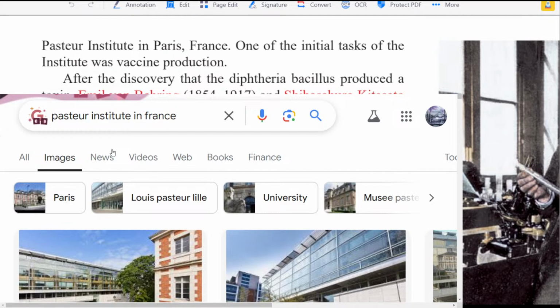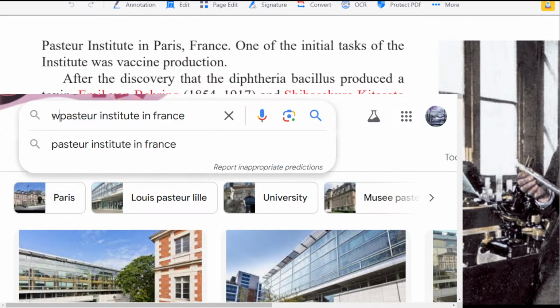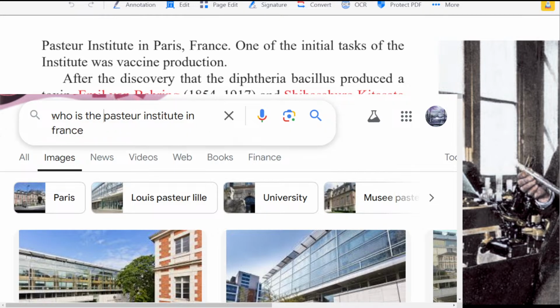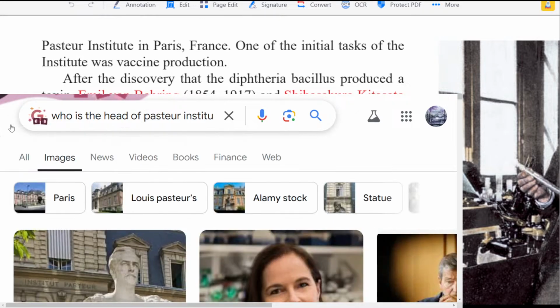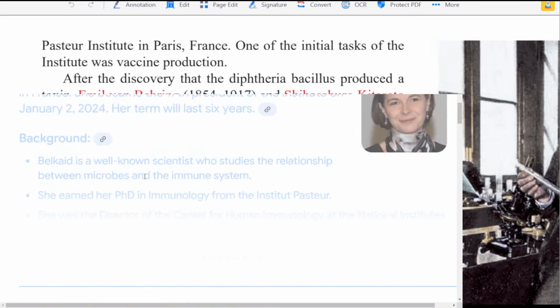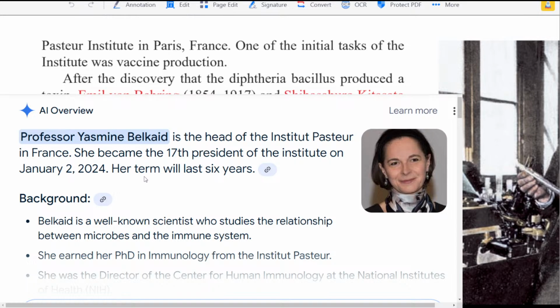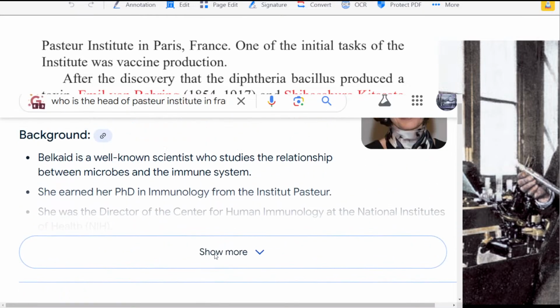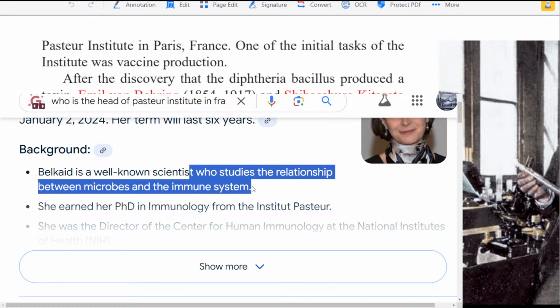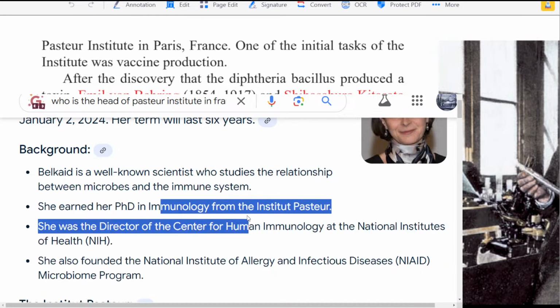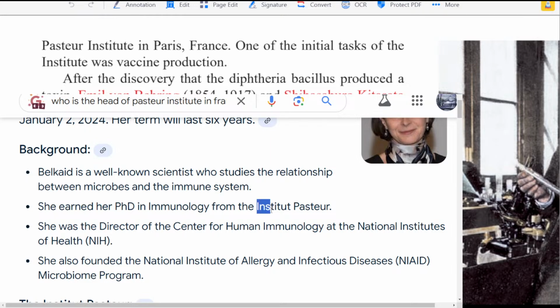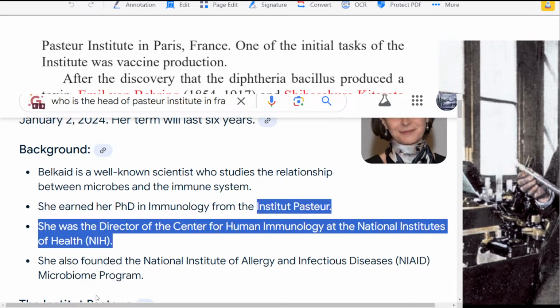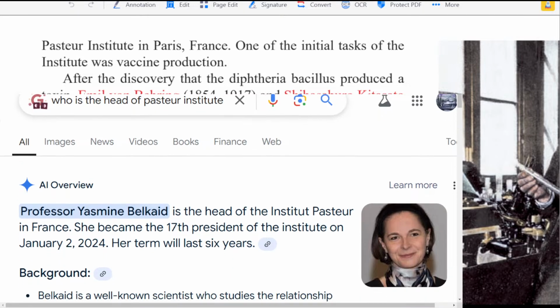Who is the head of it? Let's see who it is now. Professor Yasmine Belkaid is the head of Institut Pasteur in France. She is a scientist who studies the relationship between microbes and the immune system. She earned her PhD in immunology from the Institut Pasteur. Oh, so we can study for a PhD at the Institut Pasteur. Okay, we understand. Who was she again? Yasmine Belkaid.